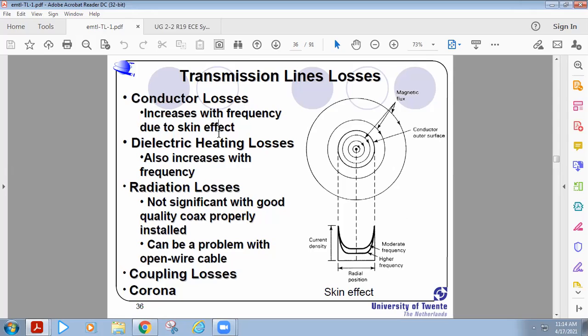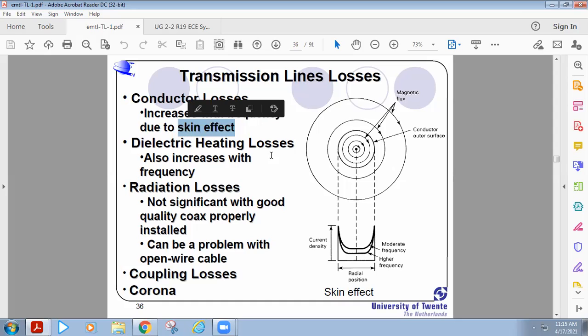Skin effect means that from the center of the conductor, conduction decreases. Because of the high frequency, all the conduction takes place on the surface only. That problem is called the skin effect.